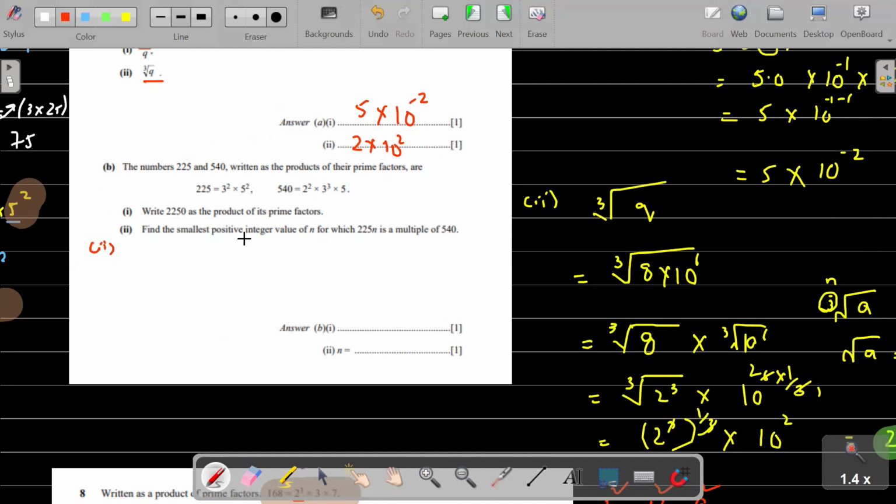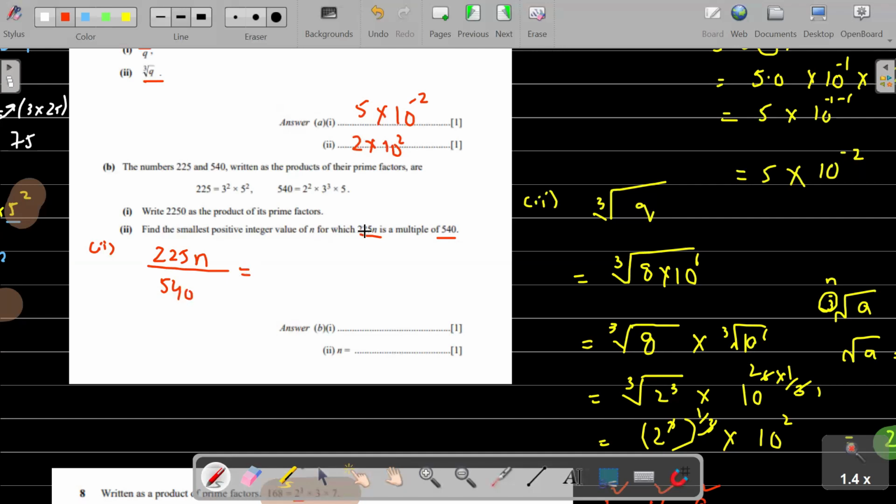It says, find the smallest possible integer of n for which 225n is a multiple of 540. Whenever this kind of question comes, it means that if a number is a multiple of any number, then that number is going to divide into a complete whole number, without leaving any decimal. So if 225n is a multiple of 540, then it should be divisible in such a way that the denominator is all going to vanish completely.